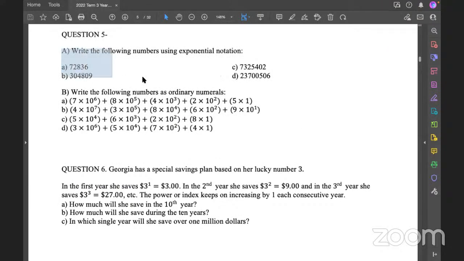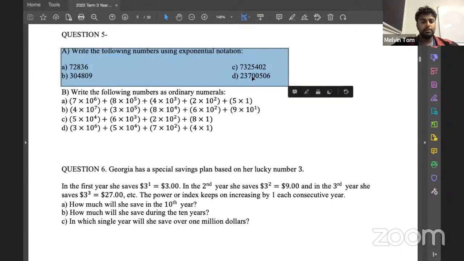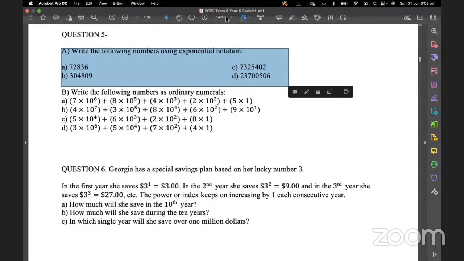Wait, can we do this one? Is this what you mean? Yeah, all that? Yeah, okay, because we didn't go through what that was.